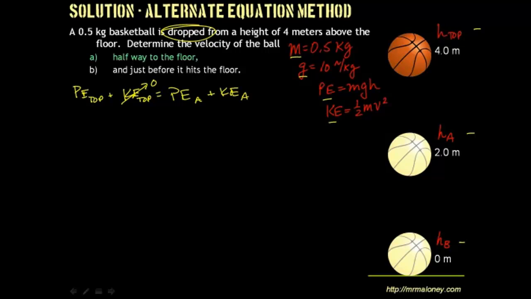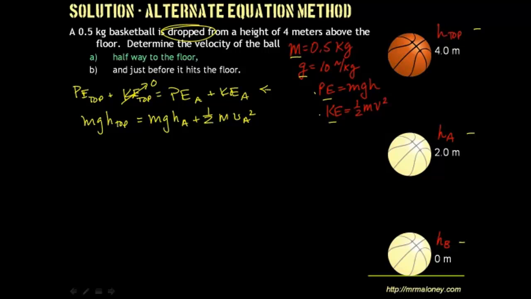And we can now substitute our definitions of potential and kinetic energy into our conservation equation, and then do a little algebra and try to solve this. Potential energy at the top becomes mgh at the top. This is equal to mgh at point A plus 1/2 mv at point A squared.